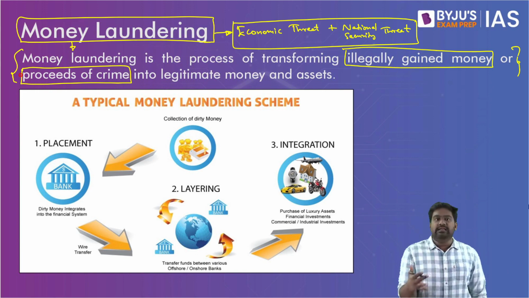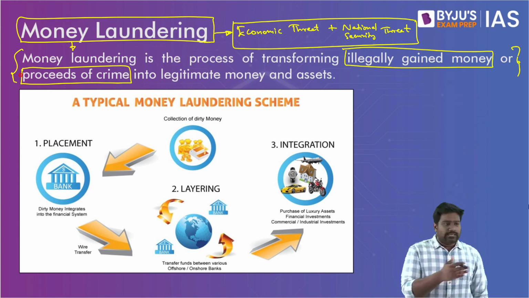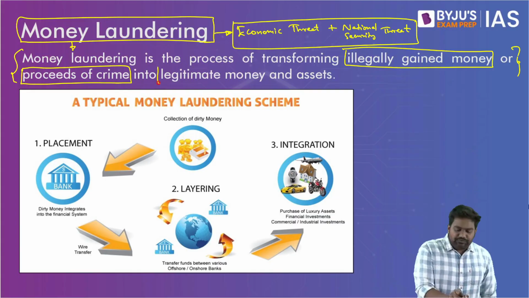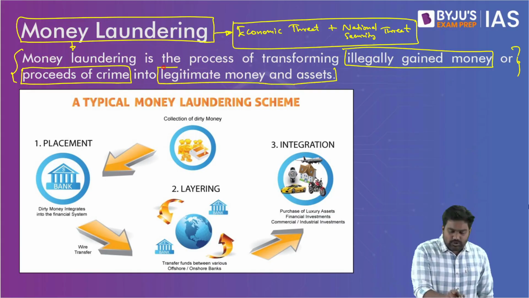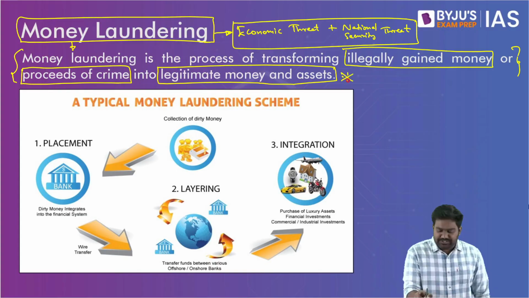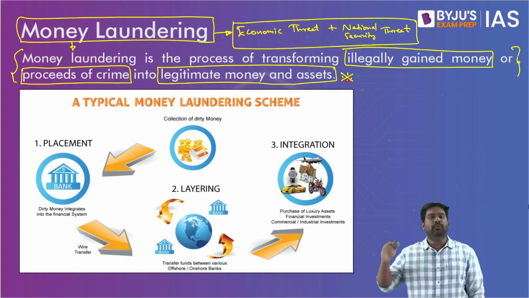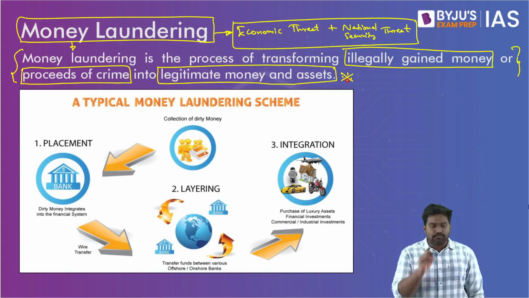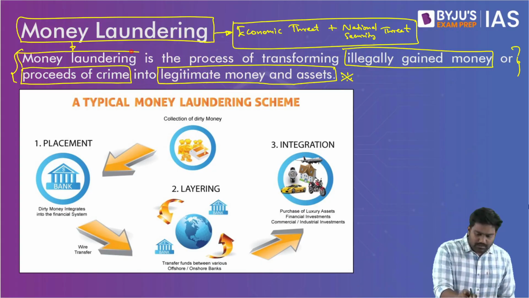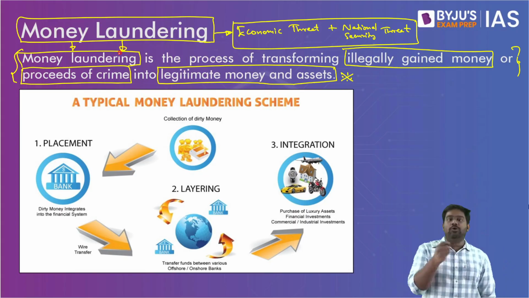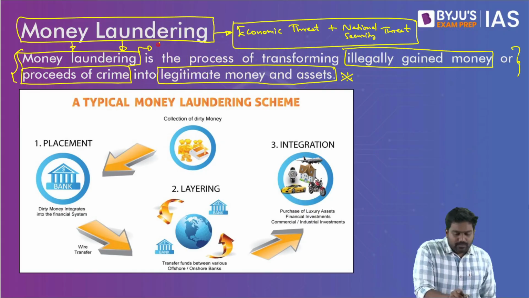Criminal activities, illegal activities generate wealth. That wealth is illegal. It's unaccounted. It's black money. If you convert this into legitimate wealth and assets, that process which is used to convert the illegal wealth into legal wealth is called money laundering. What is laundering? What do you mean by laundering or laundry? It's about cleaning, washing. That's the literal meaning of it.